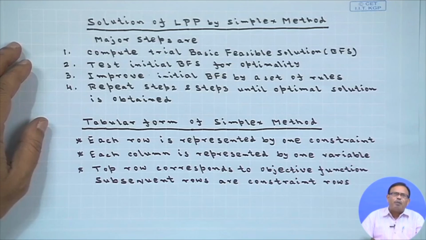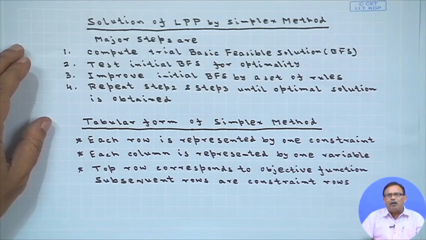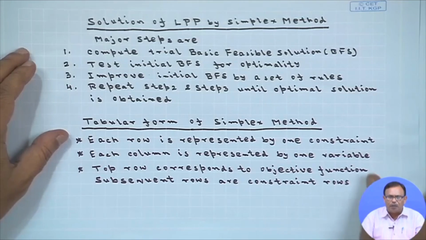Now, whenever I have a problem in the simplex method, we represent the problem in tabular form, in terms of rows and columns. Each row is represented by one constraint, and each column is represented by one variable, and the top row corresponds to the objective function. So, basically we are giving the input in terms of a table, where the first row of the table corresponds to the objective function, and subsequent rows correspond to the constraints, and each column is represented by one variable. Let us see how it is being represented.